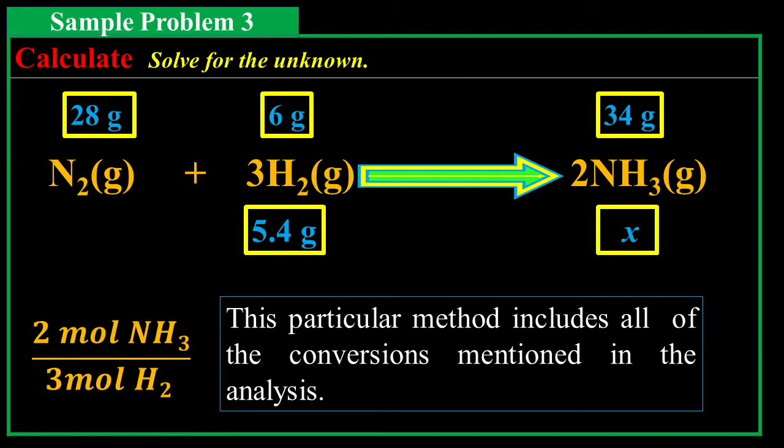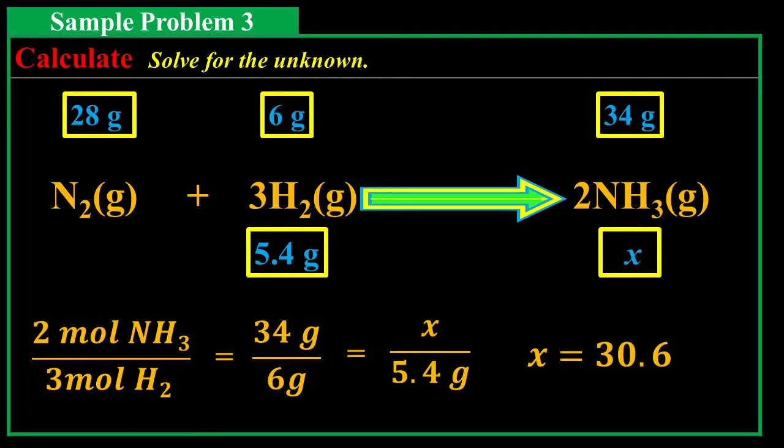Okay, so it says 2 moles of ammonia over 3 moles of hydrogen. This particular method includes all of the conversions mentioned in the analysis. All those crazy conversions that they were talking about is really what I'm doing. I'm just making it look a little bit less painful. So what I'm going to do is say, 2 moles of ammonia, that's what I have there. That's 34 grams. 34 grams over 6 grams equals X over 5.4.